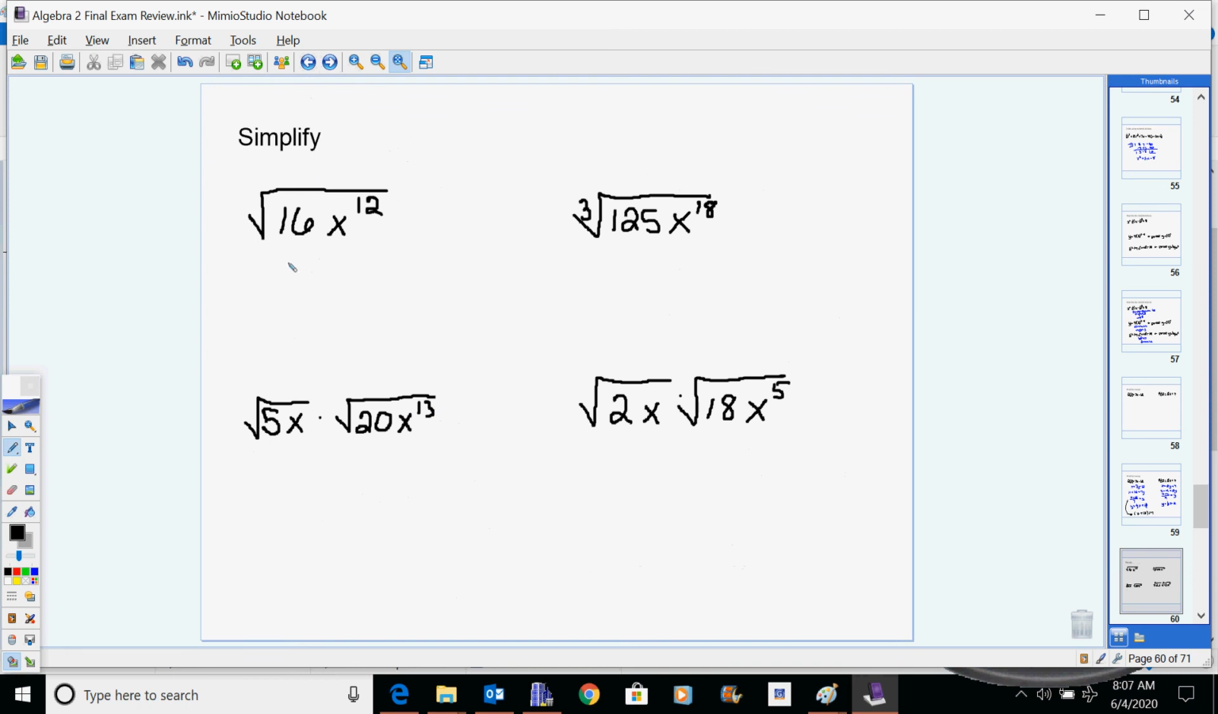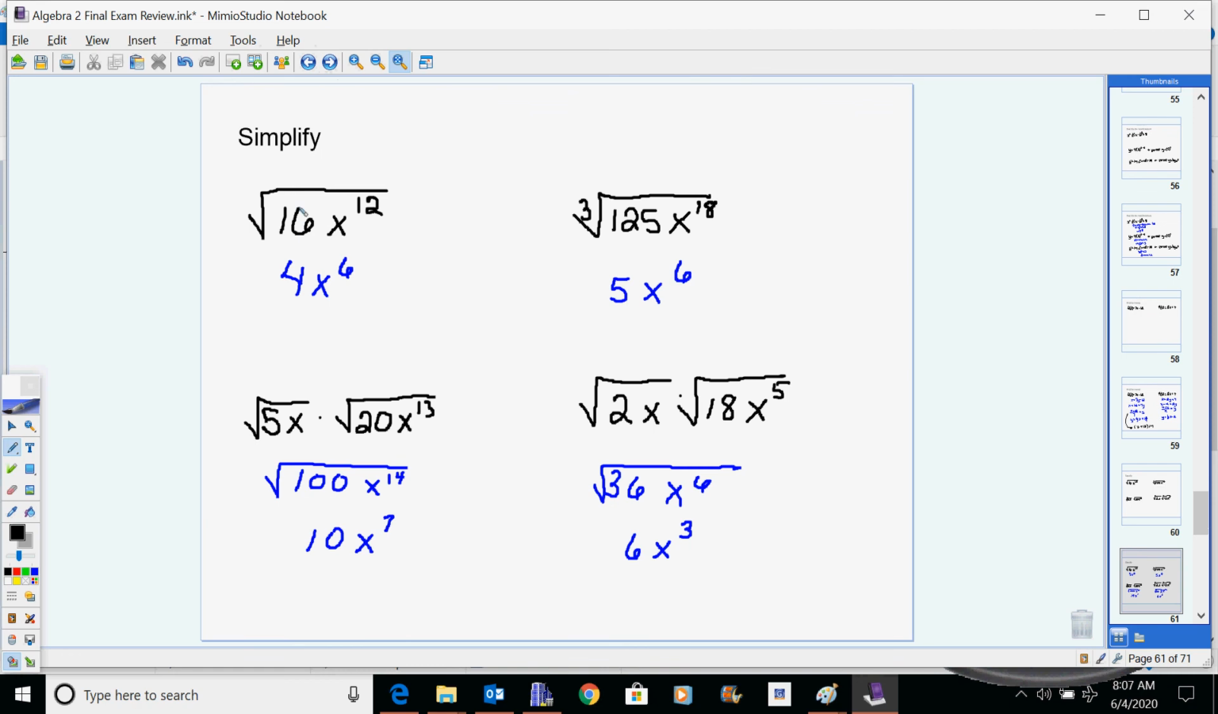Okay, so simplifying when you have the squared, remember this is where we were looking for groups of 2 or groups of 3, or if you've got 2 square roots, putting them together under one square root symbol first. So square root of 16 is 4. This one, the easy way is to take the exponent divided by the index. 12 divided by 2 is 6. Here, 5 times 5 times 5 is 125. That gives you 5. 18 divided by 3 is 6. And that gives you your new exponent.